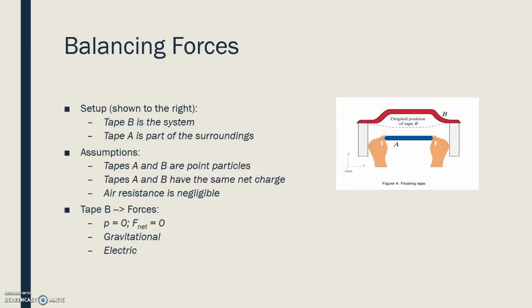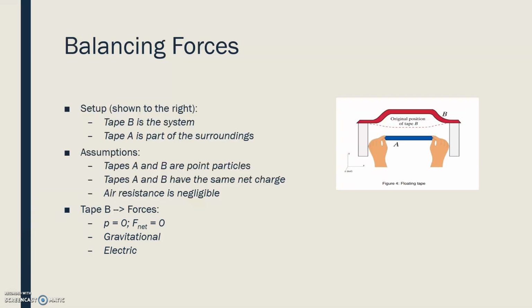The following part of the lab required us to determine the amount of excess charge on the U-tape. The setup is as shown to the right, where the stationary tape B is the system, while tape A is mobile and a part of the surroundings. 3 assumptions can be made regarding the setup that will allow for us to perform the necessary calculations later on.